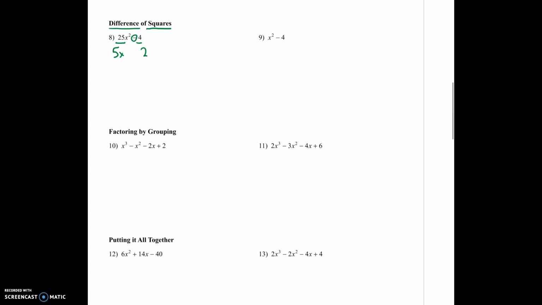So this is actually the easiest one to factor, because once you figure out those perfect squares, that they're 5x and 2, it just becomes 5x plus 2 and 5x minus 2. So again, the next one is called a difference of squares because x squared has a nice square root of x, 4 has a nice square root of 2. There's subtraction in between the two terms, so I can do x plus 2 and x minus 2.